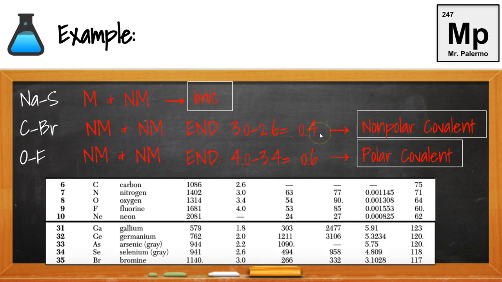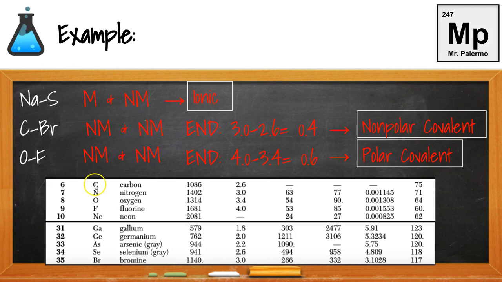So let's see an example here. We have the bond between Na and S. Na is a metal, S is a nonmetal, so metal and nonmetal, it's simply an ionic bond. It's a complete transfer of electrons. Here we have C and Br. Both of those are nonmetals. So nonmetal and nonmetal, that's covalent. Now I want to figure out what type of bond it is. Is it polar or nonpolar? So I'm going to look up the values for C and Br on Table S.